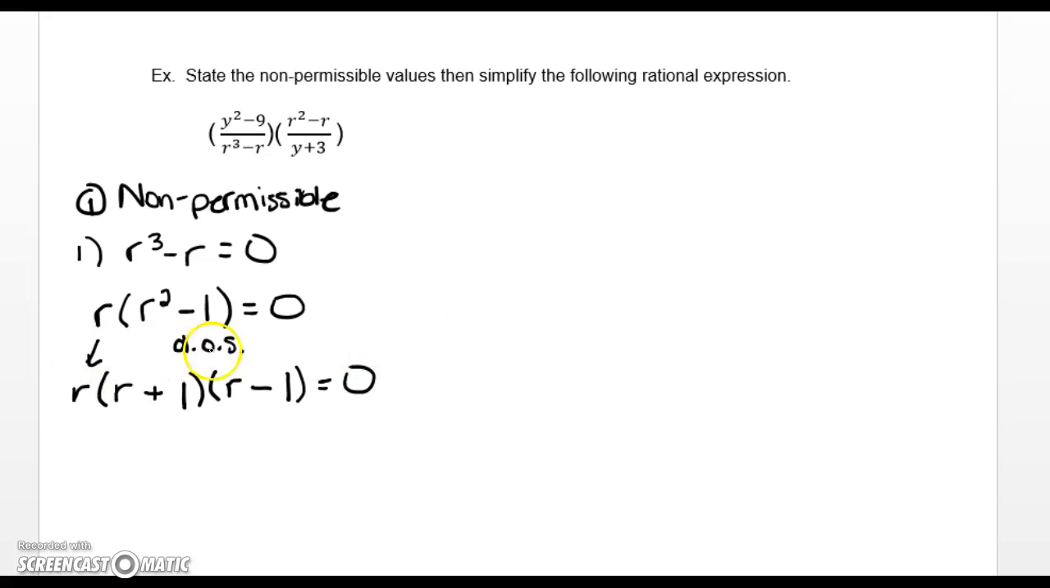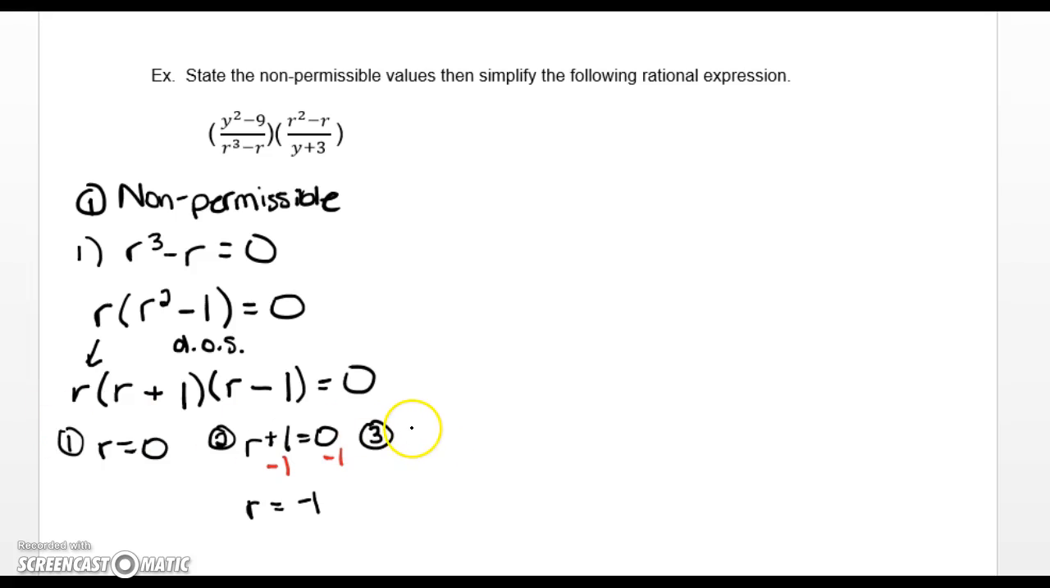Now that the expression has been broken down into each of its different factors, we can set each of those equal to 0. Our first one here is just the r value. So r is equal to 0 would make that 0. Then we can look at our second factor: r plus 1 is equal to 0. We want to subtract 1 on each side to get r by itself. So r is equal to negative 1.